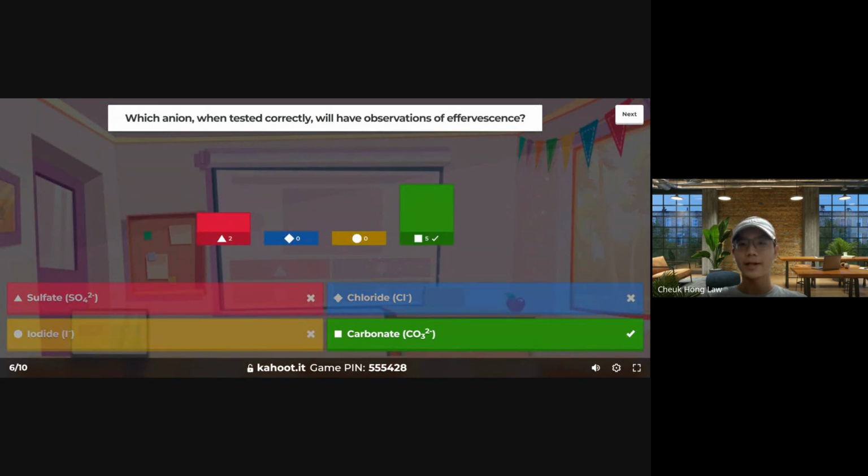Yeah, the answer is carbonate. So remember the memory shortcut: Naughty Children Get Cane. So N, C, and G. N and C will be your test for your gas. N is nitrate, C is carbonate. So carbonate is your answer because there's no nitrate here.